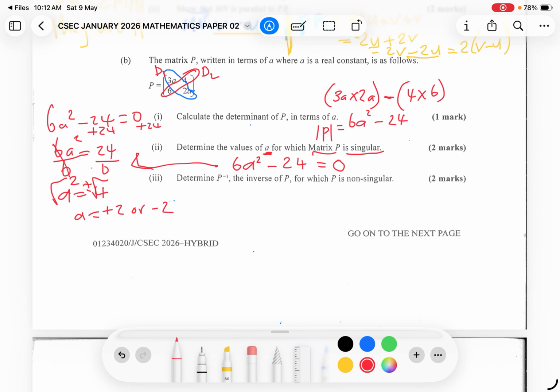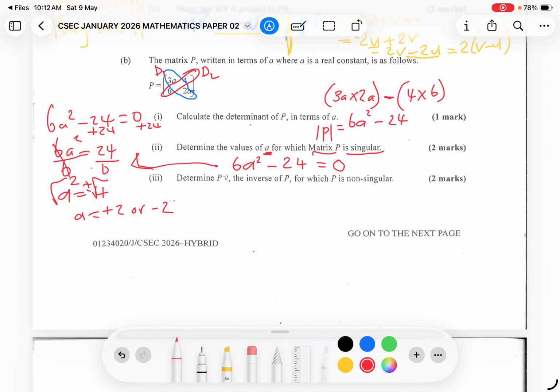All right? Last part of matrices. Determine P inverse for which P is non-singular. This was important to note, that you cannot find the inverse of a singular matrix. So if P was singular, you could not find its inverse. So they're not saying in the case that P is singular, they're saying what if it's non-singular? What would have been the inverse?